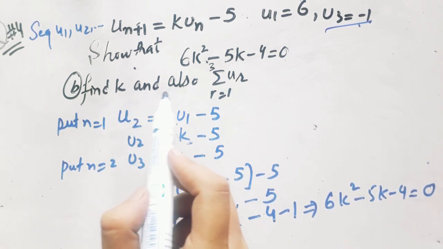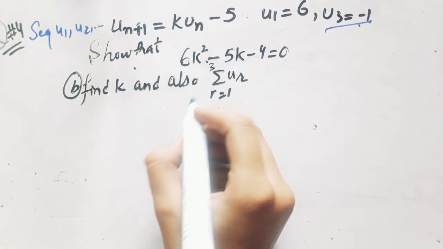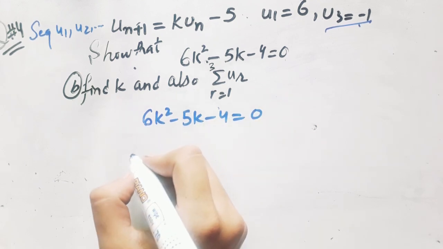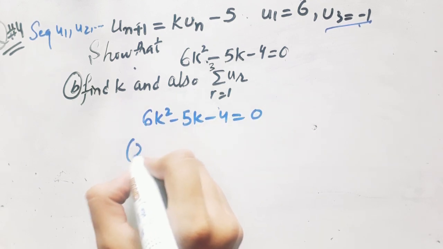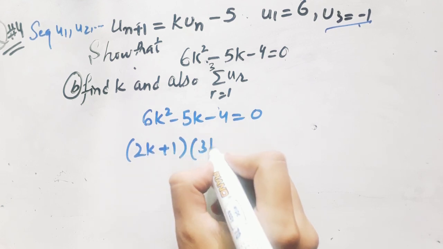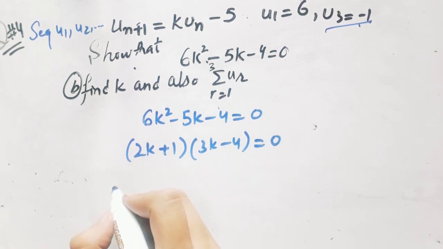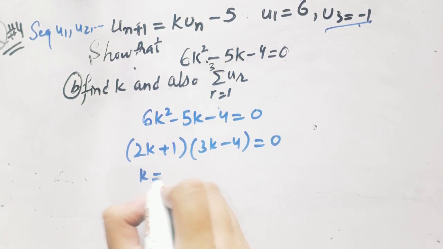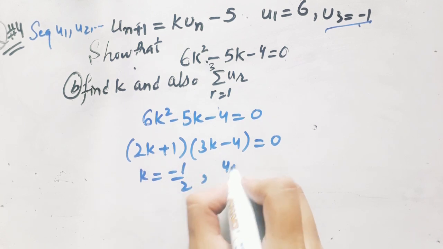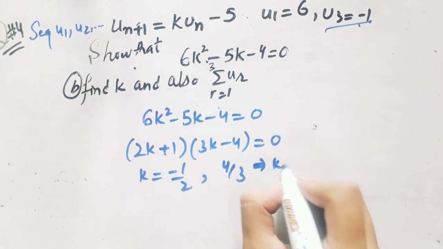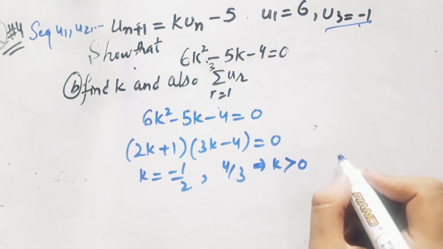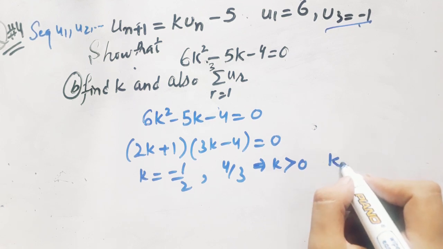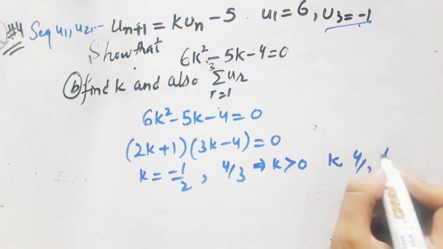Now we have to find the value of k. Now to find k we will write 6k square minus 5k minus 4 is equal to 0. So the factors of this will be 2k plus 1 and 3k minus 4 is equal to 0. After that, k is equal to minus 1 over 2 and 4 over 3. So k is greater than 0 and k is 4 over 3. So this is the value of k.